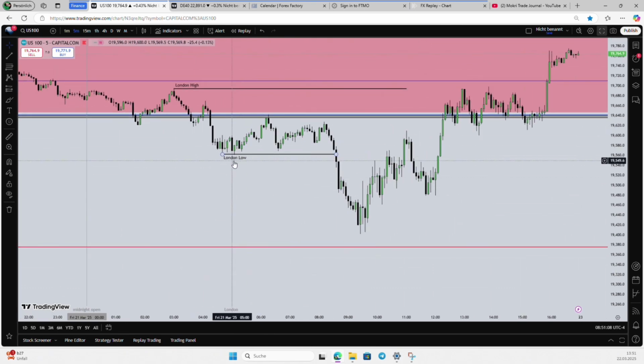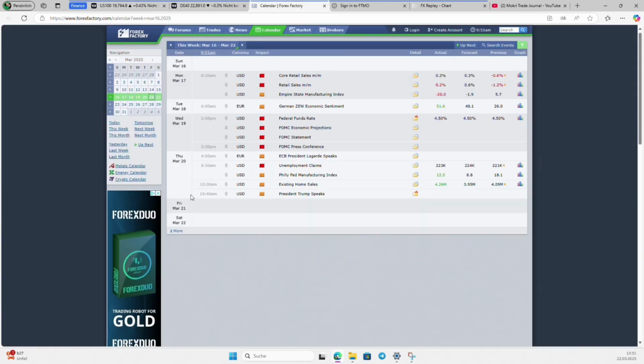Here on the 5-minute chart, we can see the London low. That price has taken out during New York Open. Okay, price has been trading down. And we can see the London high. London high has been left in place. And price hasn't even been trading near it. Okay, none. It hasn't even been trading close to it.